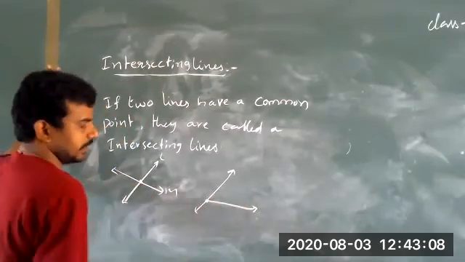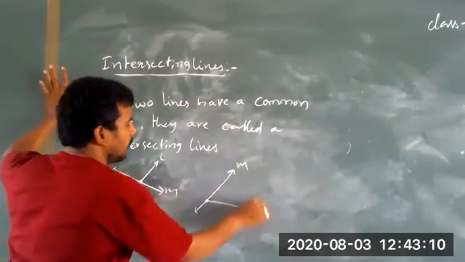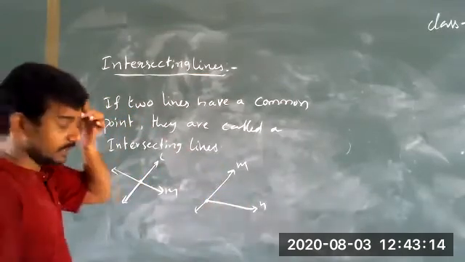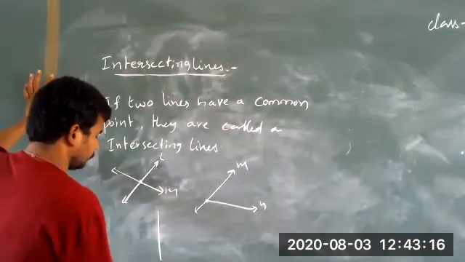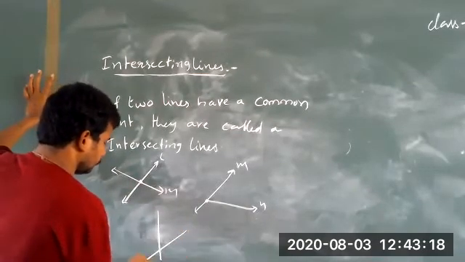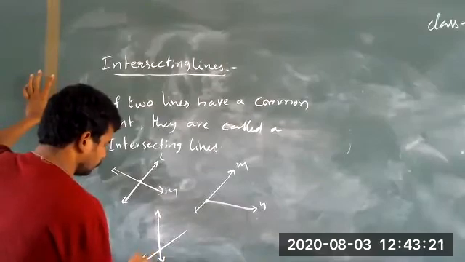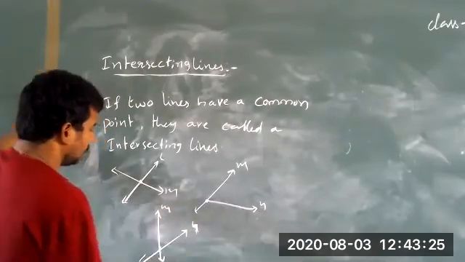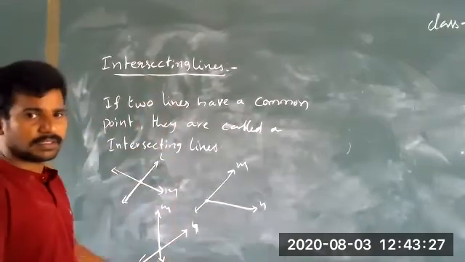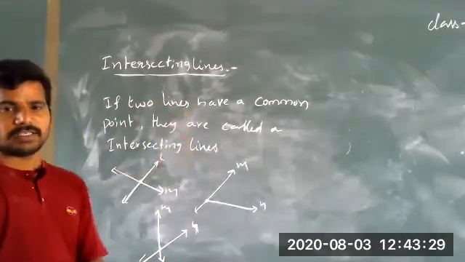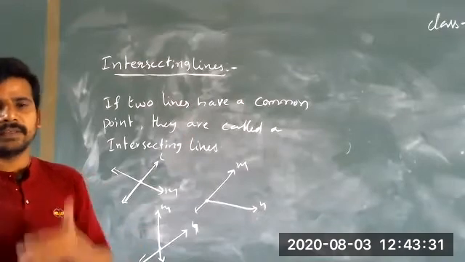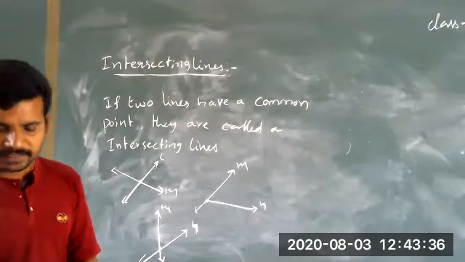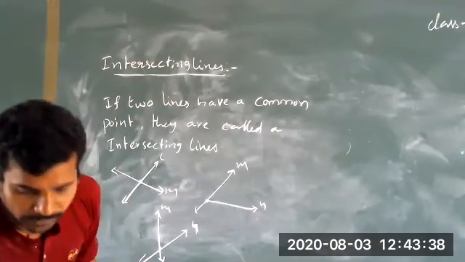Here these two lines, M and N, are also intersecting lines. One more: this also, M and N. These two lines are also intersecting lines. These are examples of intersecting lines. What about intersecting lines once again? If two lines have a common point, they are called intersecting lines.